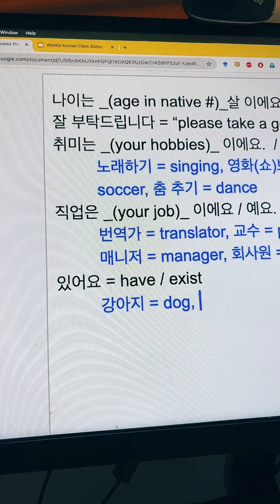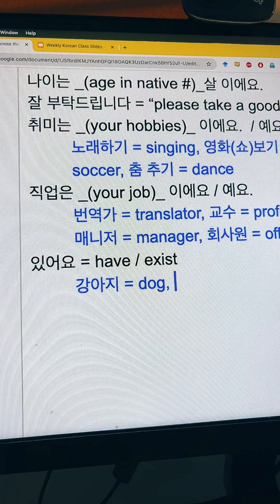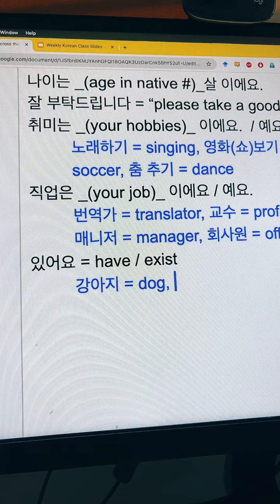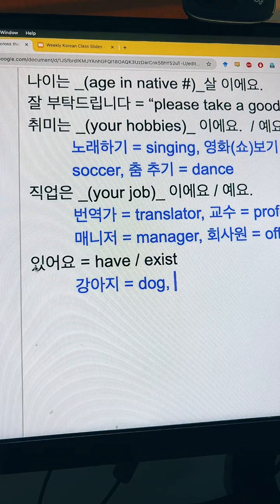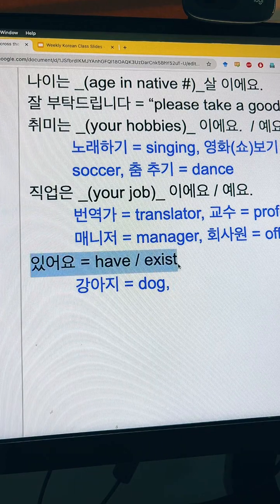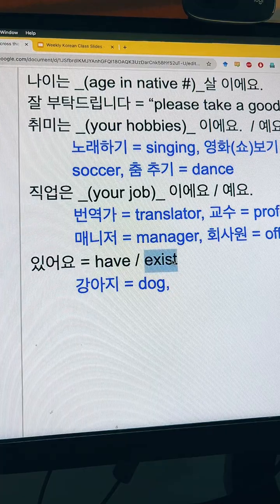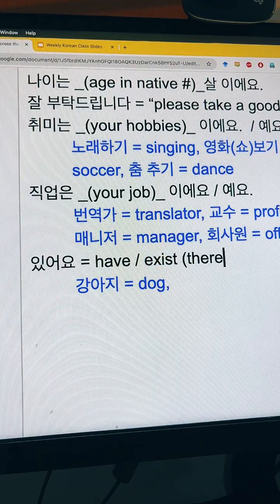What else do you want to say? What do you have? Like, I have a sister or something, right? My younger sister 있어요. Yes, there is, there are. Oh, yeah, there is and there are. 있어요. Yes, good.